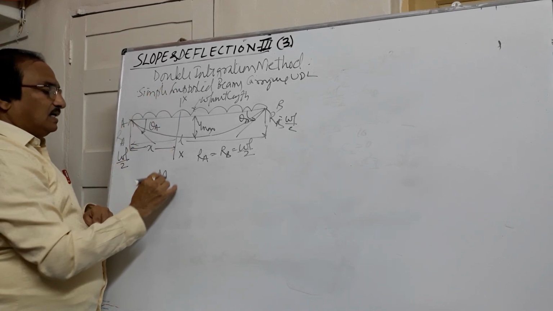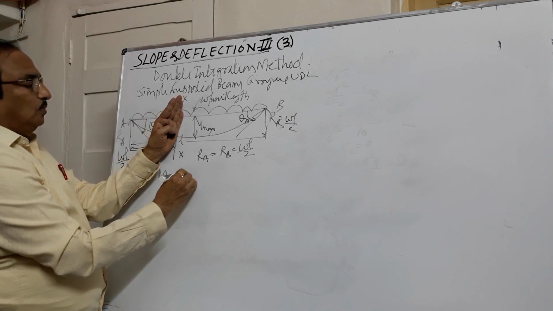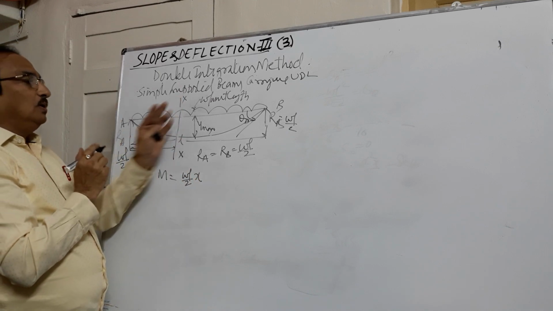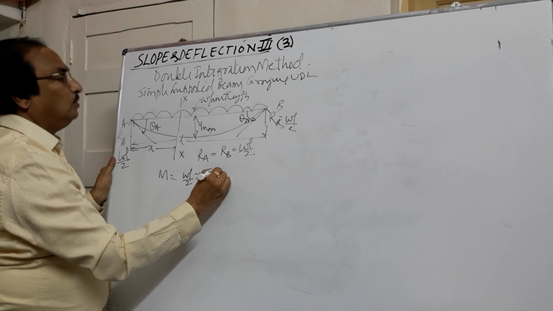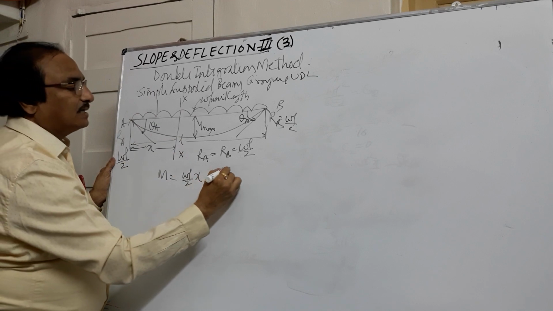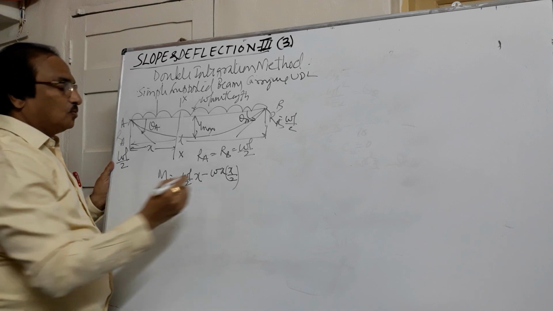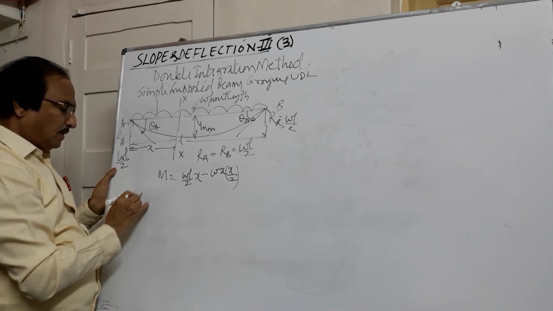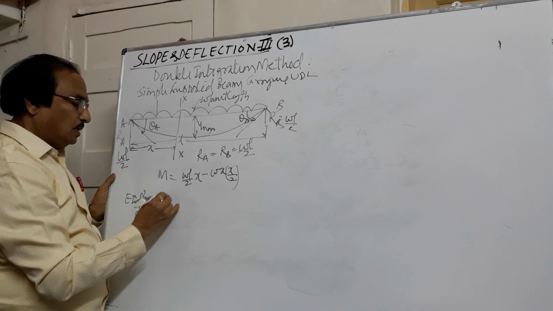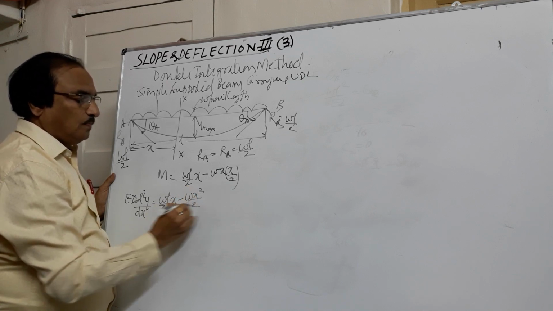If I take moment at this section, there are two loads acting. One is the concentrated load WL by 2 into x, up positive. Then coming to this UDL, W, this distance is x, it will act at the center, x by 2, it is down, so minus. So EI d2y by dx square, our bending moment equation, is equal to WL by 2 into x minus W x squared by 2.